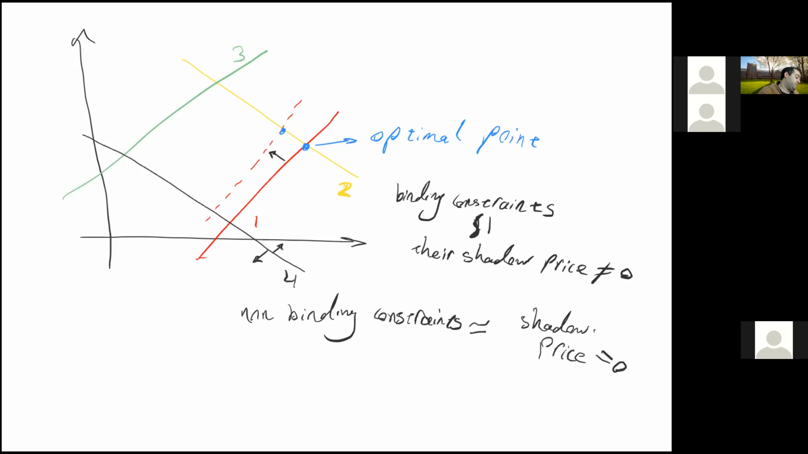Also, if I change line number 3, either up or down, it doesn't have any effect on my optimal point. So here, 3 and 4 are non-binding. Again, non-binding means shadow price 0. Binding constraints are 1 and 2. It might be a little confusing at first, but with some experience, it's very straightforward. There's no mathematics behind it, just some definitions.